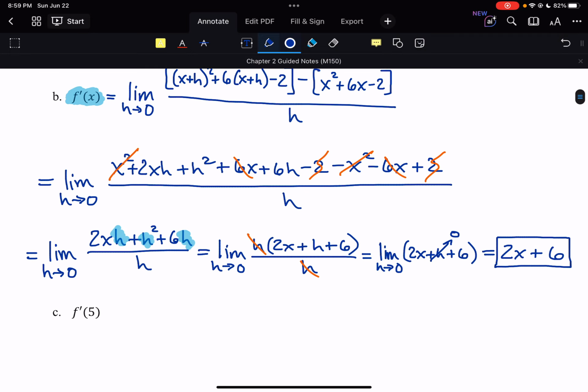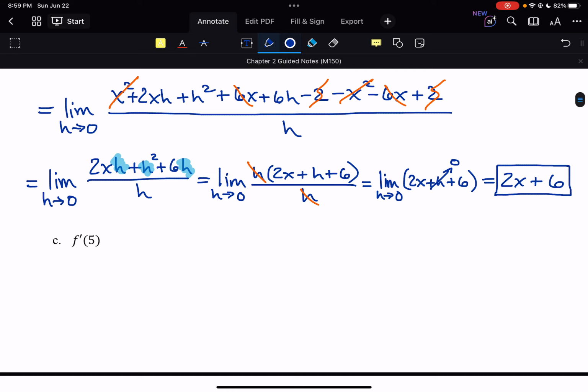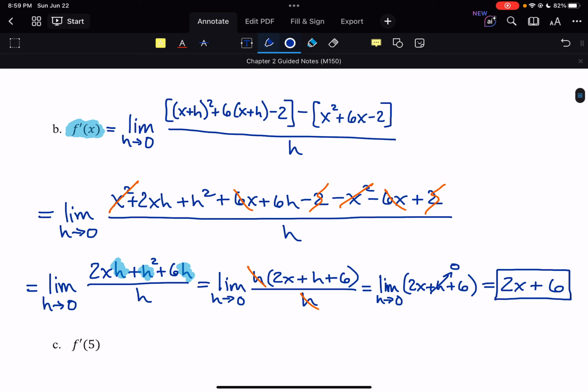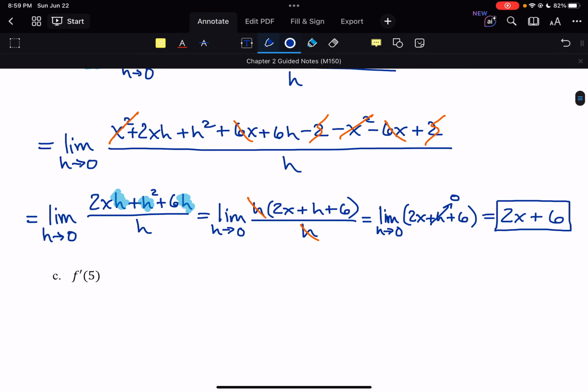And speaking of plugging in any x value we want, part C is asking for f prime of 5. Now, if it had just asked us for f prime of 5 from the beginning, we could have just put in 5 into the formula. But having the general formula first is much more powerful because this general formula allows us to find the derivative for any x's that we need, not just one at a time. So we just do 2 times 5 plus 6, and that is 16. Just like that.